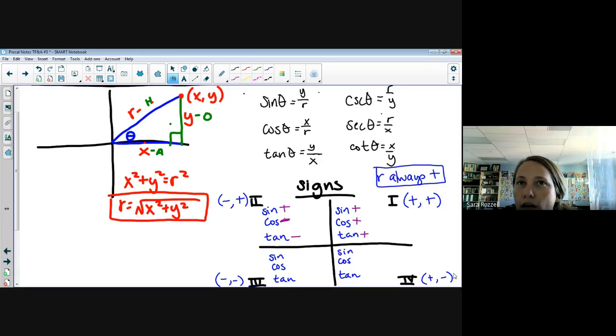But good. Good. I want to make sure I'm seeing papers from everybody that you've attempted this. Thank you. All right, so if you are just laying on your bed texting, make sure that you are writing this stuff down and filling these things out so I can check and make sure you're getting it, that you know what's going on.